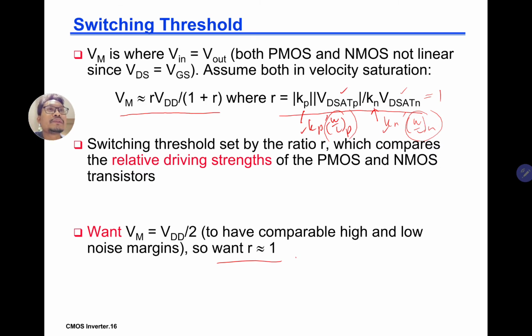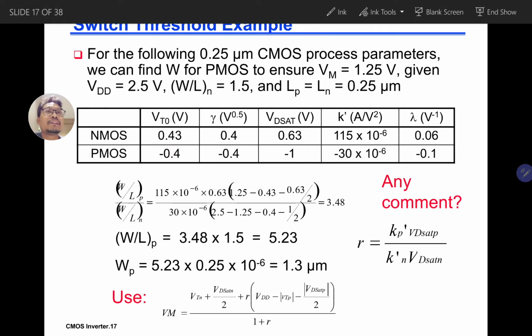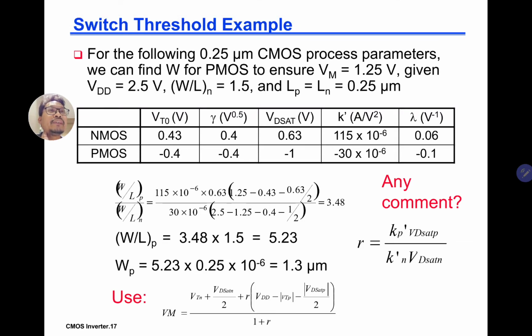Okay, so let's look at this example. For the following 0.25 micron CMOS process parameters, we want to find W for the PMOS to ensure VM is 1.25 volts, given VDD 2.5, W over L of N 1.5, and L of P and L of N 0.25. Okay, so here the parameters are given to you. So we have a VT0, we have gamma, VDSAT, K prime, and lambda. Okay, for both NMOS and PMOS.